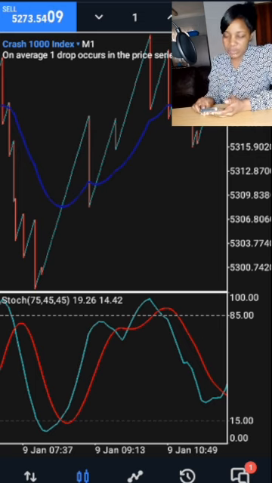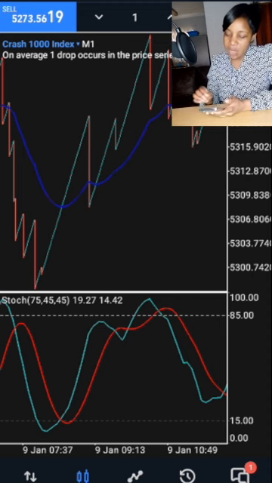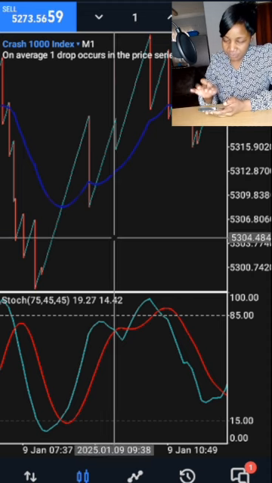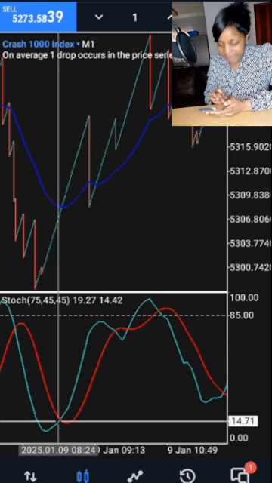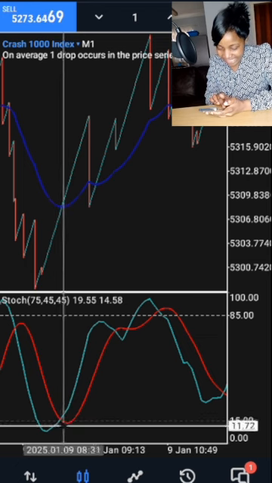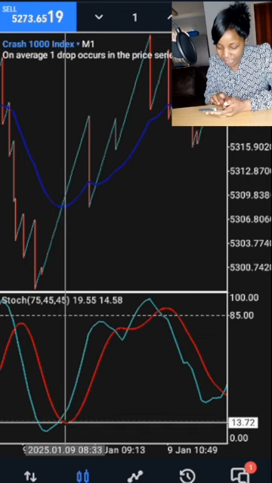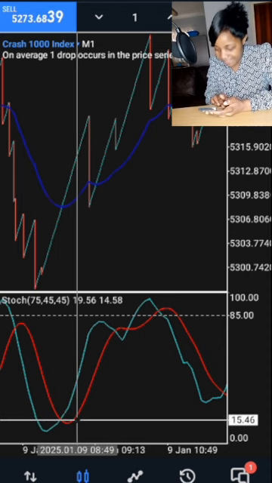So I'm going to explain how we execute trades in crash 1000. So in crash 1000, we wait to have a crossing of the red and green line of the stochastic oscillator, or the crossing of the main and signal line, which are these two lines, the red and green line, and the crossing has to occur on level 15 and below.